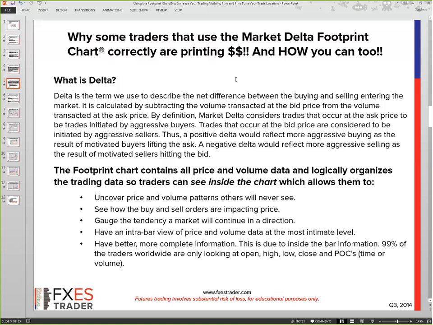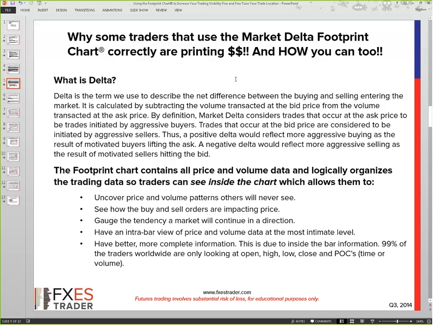So the footprint chart contains all price and volume data and logically organizes the trading data so traders can see inside the chart, which allows them to see patterns, see how orders are impacting price, gauge the tendency of the market to continue in a direction, and have an intra-bar view of price and volume data at the most intimate level, okay? So have better, more complete information, which is due to inside the bar information.